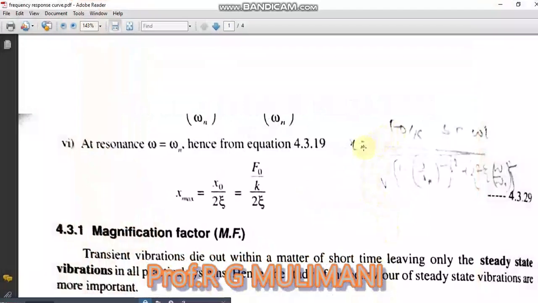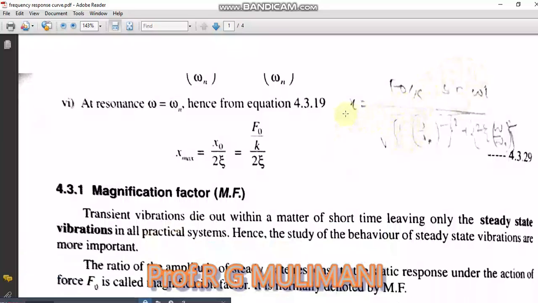That is, x is equal to F naught by k, where F naught by k is the static deflection. That is written as x naught sine omega t divided by the square root of two terms: (1 minus (omega by omega n) squared) whole squared plus (2 zeta omega by omega n) whole squared. This is the response for the mass spring system subjected to forcing function.